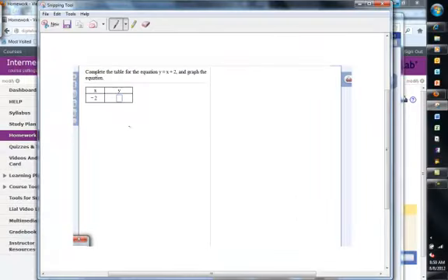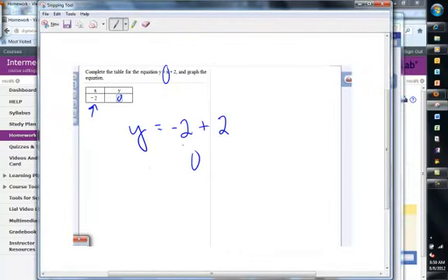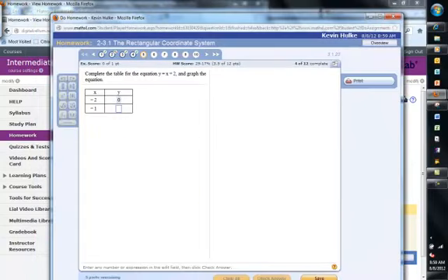Okay, so x equals negative 2, so we substitute, instead of writing x, we write negative 2 plus 2. Negative 2 and 2 is 0, so y will be 0. Okay, now we do negative 1. Y equals negative 1 plus 2. Negative 1 and 2 is 1. So we would put 1 in here.